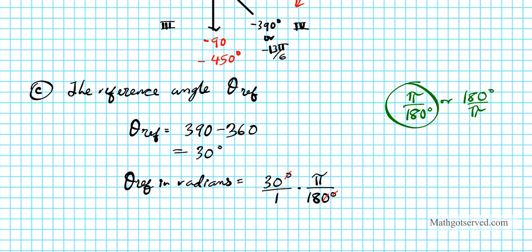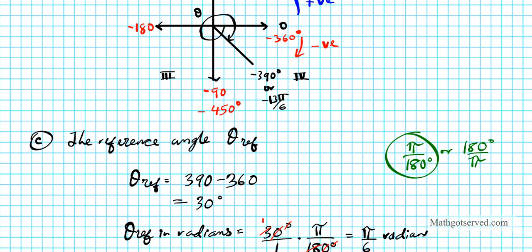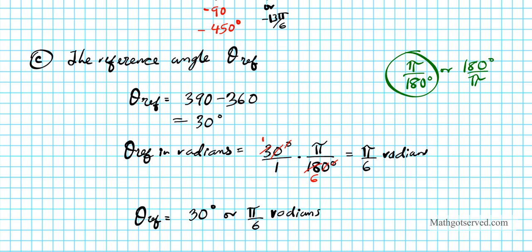When we divide by 10, the zeros cancel out. 3 goes into 3 once, 3 goes into 18 six times. If you multiply across, your final answer is going to be pi over 6 radians. So that tells me that theta reference is 30 degrees or pi over 6 radians. Now we'll take a look at the unit circle. We can indicate where theta reference is. This angle measure right here is theta reference. That's a reference angle. All right, so there you have it.